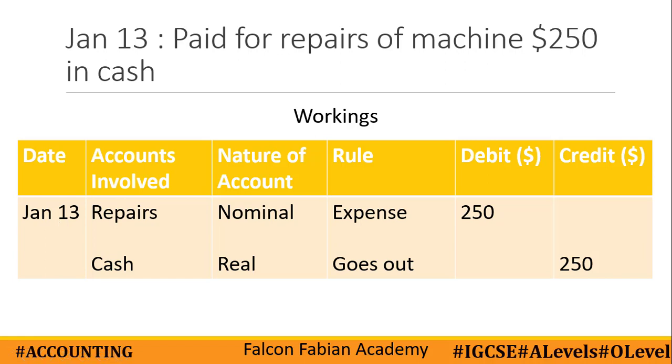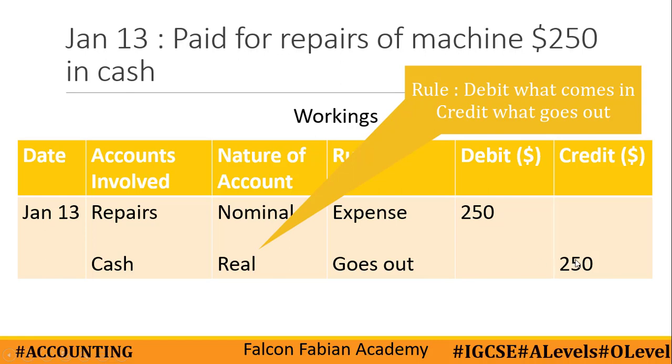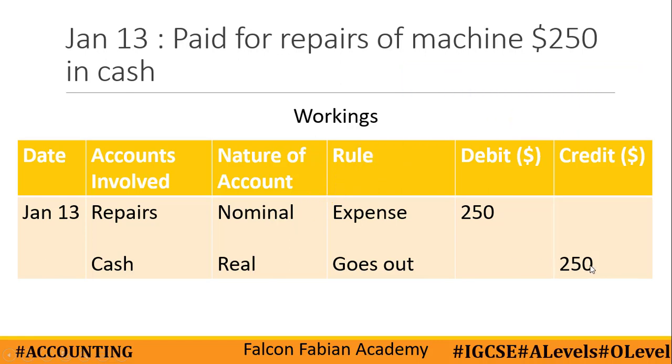So the date is January 13th. The two accounts involved are repairs and cash. Whenever an asset is being repaired, it is treated as an expense for the business. Therefore, to repairs, the rule for nominal account is going to be applied. Why? Because repairs is an expense. So 250 needs to be debited to repairs account. Now cash is a resource for the business. Therefore, to it we will apply the rule for real account. And cash is going out of the business. Therefore, to cash account we would credit $250.